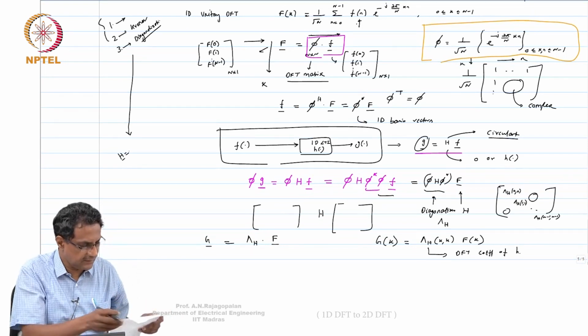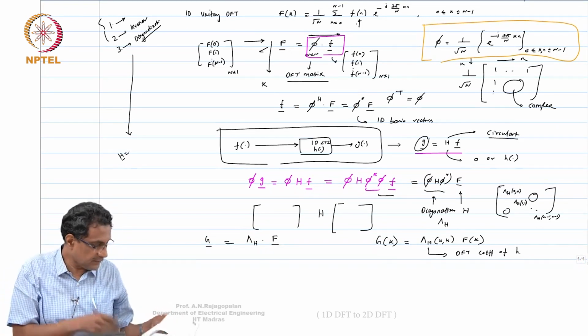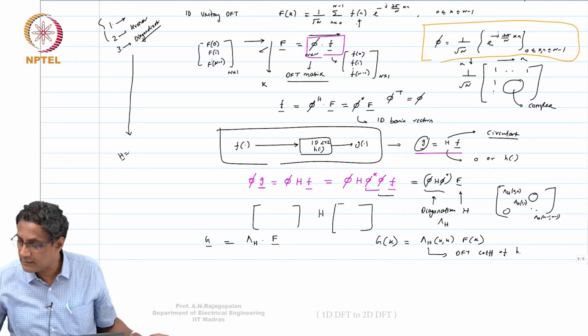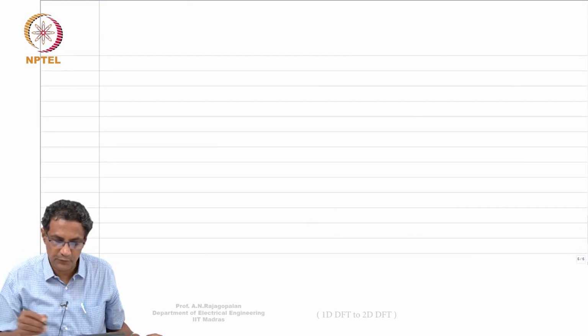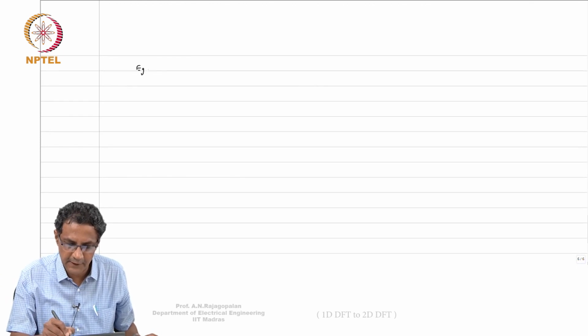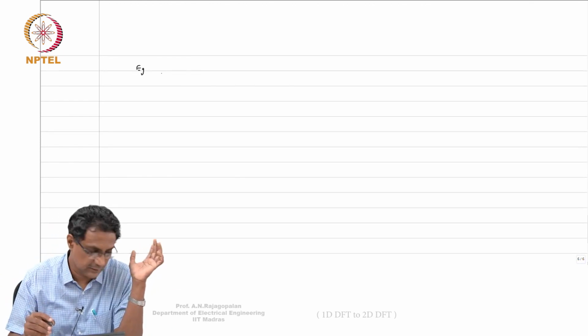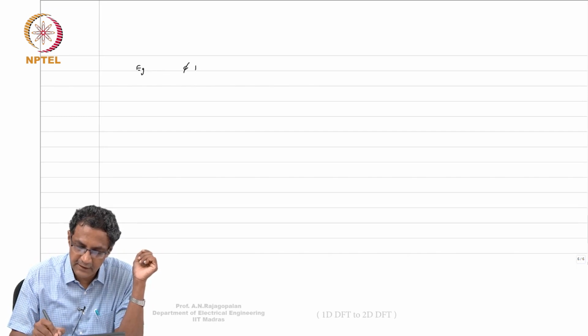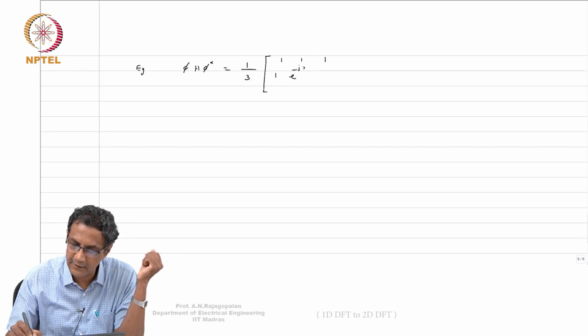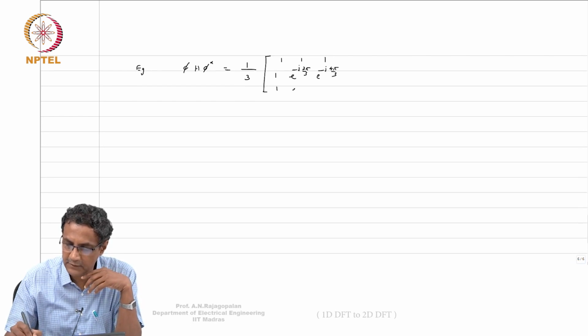Now, I can actually take a 3x3 example, which is what I was searching for. I'll just show you. Suppose you had a 3x3 example, the way it will look like is phi H phi star will look like 1 by 3 times the matrix with rows 1 1 1; 1, e power minus j 2 pi by 3, e power minus j 4 pi by 3; and 1, e power minus j 4 pi by 3, e raised to minus j 8 pi by 3. You can go and verify this.